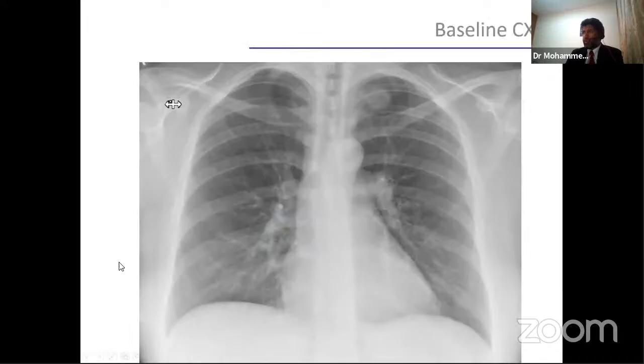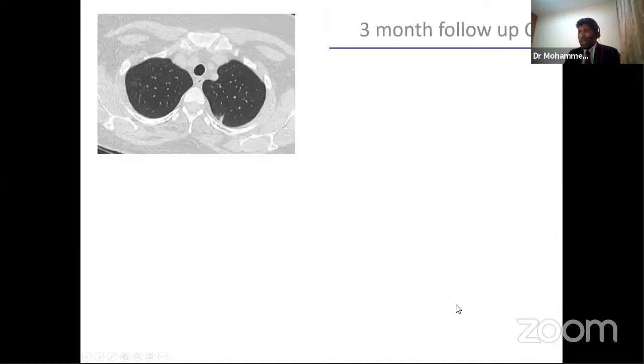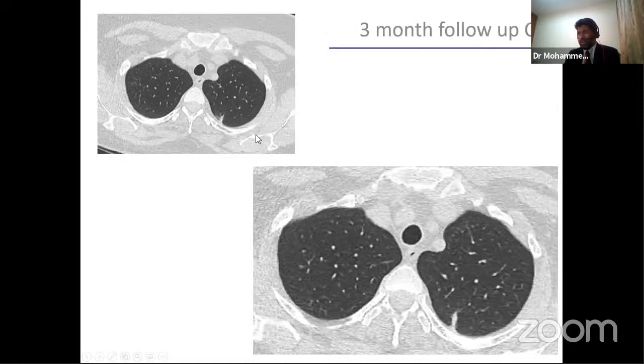Cavitations and fluid on the lung. This is again a baseline chest X-ray done in a rheumatology clinic. We can see an area of subtle abnormality in the left apex, and that turned out to be a cavitating lesion on a CT scan. And 3 months on follow-up, this lesion had completely resolved.